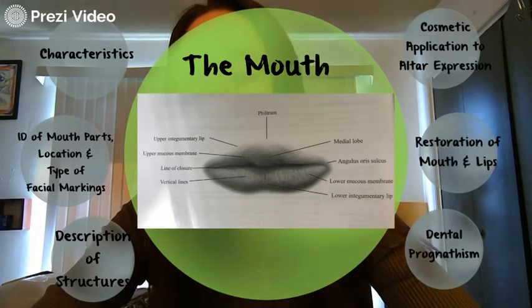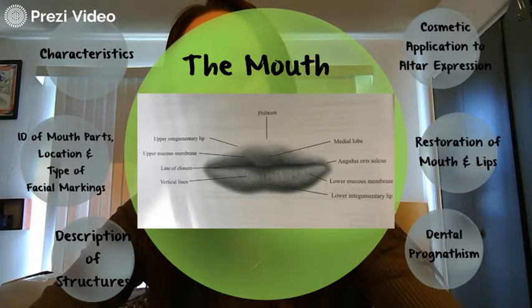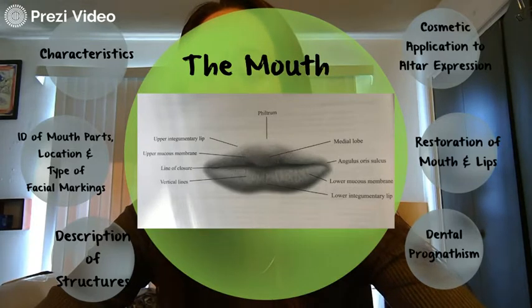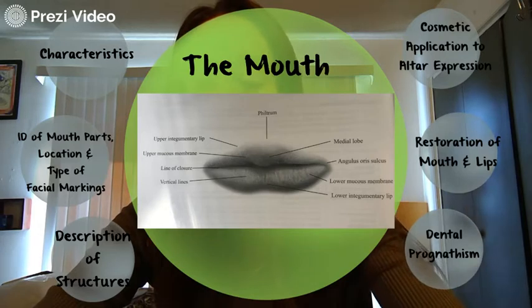The weather line is a line of color change at the junction of the wet and dry portions of the mucous membrane. This is also the area of the mouth where the adhesive is applied to keep the lips closed after you put in place your mouth closure.